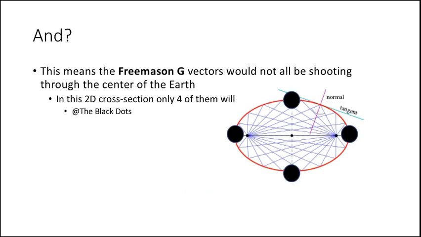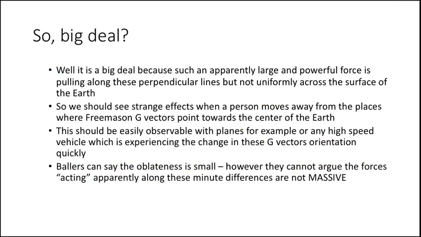And so, to me, this has implications. So, well, what's the big deal? Well, to me, it is a big deal because such an apparently large and powerful force is pulling along these perpendicular lines, these normal lines, but not uniformly across the surface of the Earth. So, in my opinion, we should start to see strange effects when a person moves away from the places where the Freemason G vectors point towards the center of the Earth.